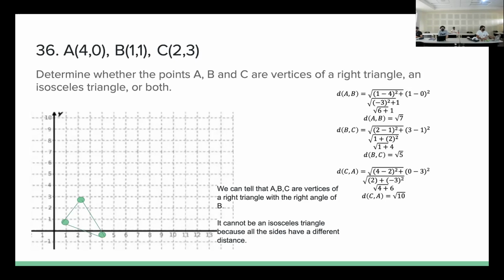And we did that for the following 2 points, B and C, and C and A. At the end, we can tell that A, B, and C are vertices of a right triangle with the right angle at the point B, which is represented in the graph on the left. It cannot be an isosceles triangle because all the sides have a different distance, and I think an isosceles triangle has to have 2 sides equal.